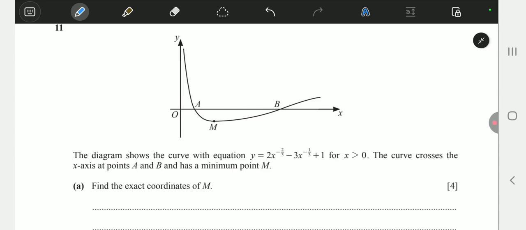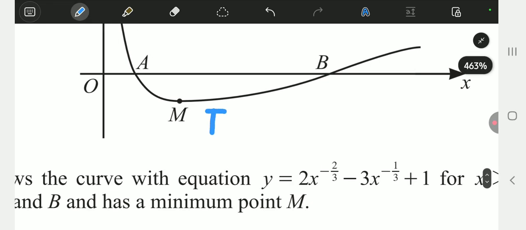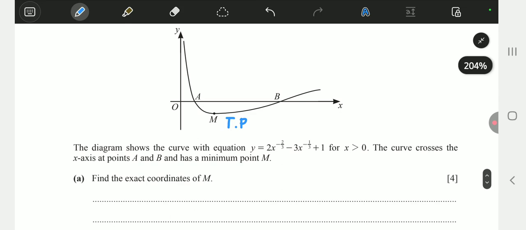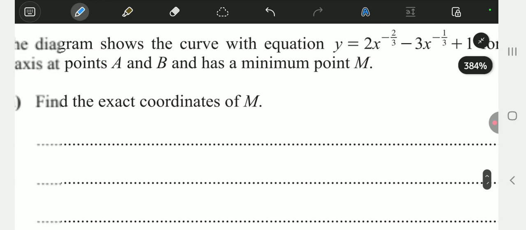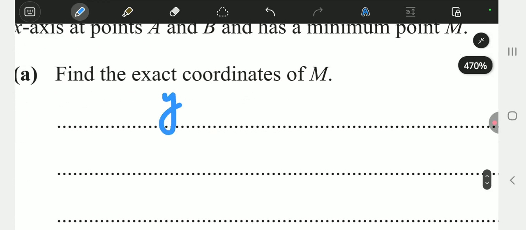Okay, what is a minimum point? This is your turning point, and they also tell you the nature of it, that it is a minimum. They ask you to find the exact coordinates of M. That means we need to find the x and y coordinates of the turning point. How do we do that? Whenever we need to find the coordinates of the turning point, we put y prime equals 0.